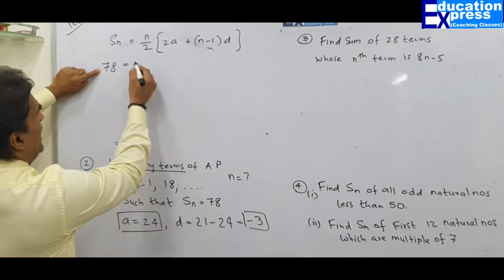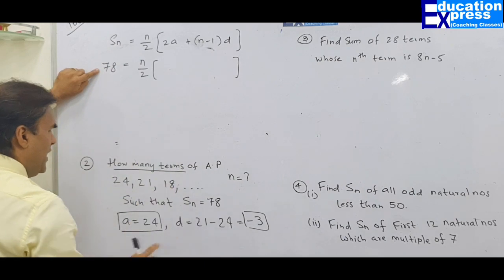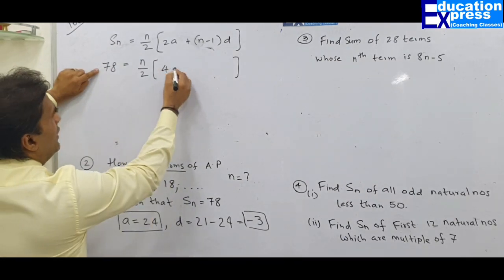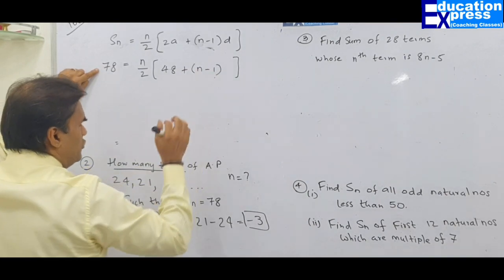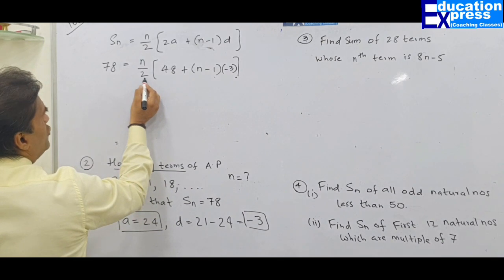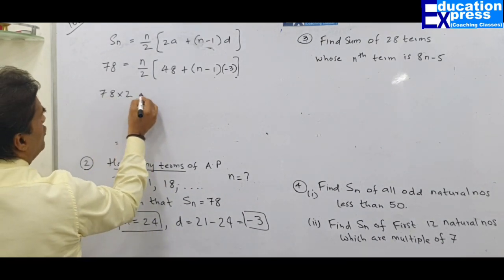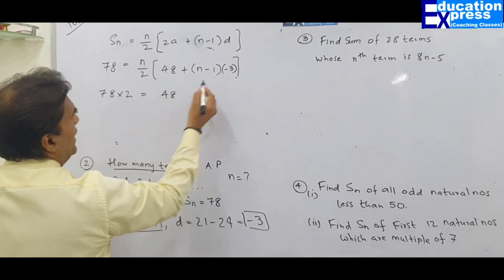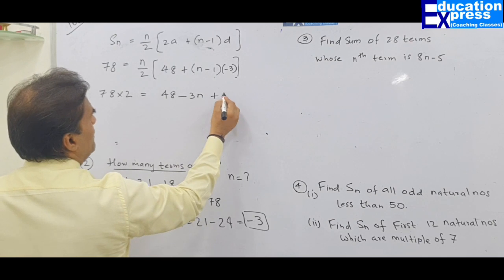Sn is 78, n upon 2, no idea about n, square bracket, 2a, 2 into 24, 48, plus (n minus 1), no clue, into d. D is minus 3. This 2 can go over here. 78 multiplied by 2, which is going to be 156. 48n, this multiplied by this, minus 3n squared, this into this plus 3n.